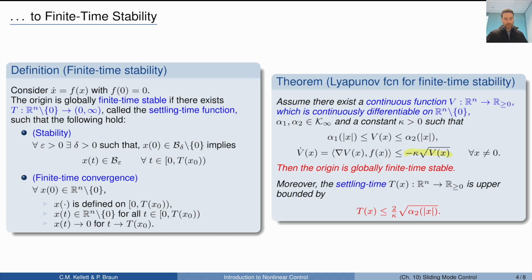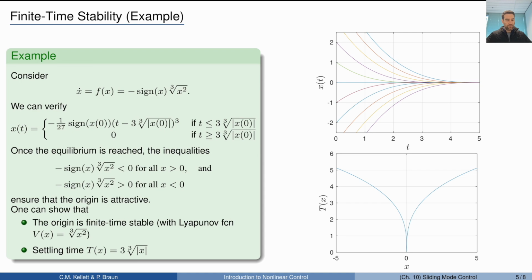Okay, so how can we use this now for sliding mode controller design, or is there actually an example of a function where we have finite time stability? Just as a quick example, before we get to the actual content of sliding mode control, we can consider x dot is equal to minus the sine of x, and then the third root of x squared.